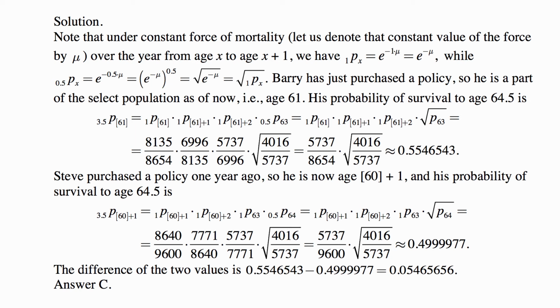And again, we just plug in all of these probabilities of survival for 1 year, which are ratios of the population size at the end of the year to the beginning of the year. And in several of these you can see that the numbers cancel out, so we are just left with 5737 over 9600 times the square root of 4016 over 5737, and that's approximately 0.4999977. And the difference of the two values is approximately 0.0546556, or 0.055, answer C.